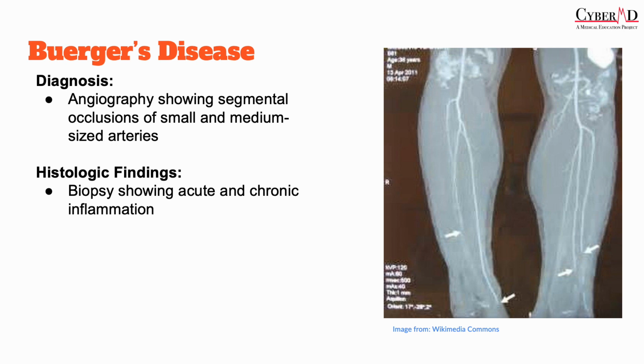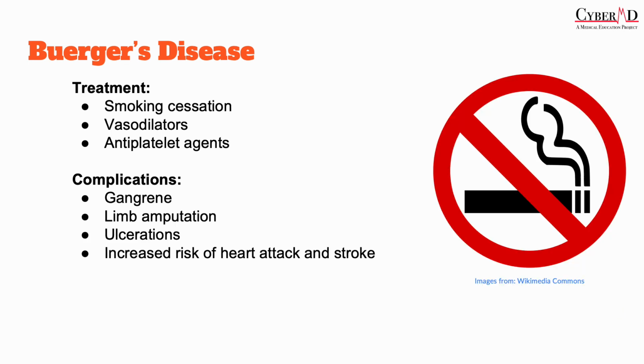The diagnosis of Buerger's disease is based on a combination of clinical symptoms, lab tests, and imaging studies. The doctor may order blood tests to check for signs of inflammation and clotting disorders, and then Doppler ultrasound or angiography may be used to visualize the blood vessels and identify any areas of blockage or narrowing.